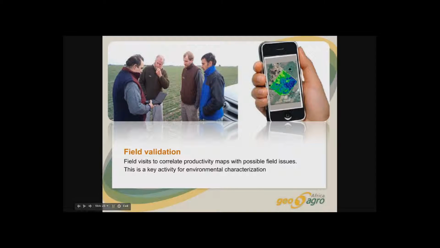These are some slides that illustrate that. Field validation can be a general field validation, which is to go with a tablet, a PC, a notebook, or a smartphone to the field with your productivity map, see where you are, and then correlate the productivity maps with possible field issues. Just go there and see if there are any drainage issues, irrigation issues, or other types of issues, making a quick evaluation. It's a key activity for characterizing the zones.